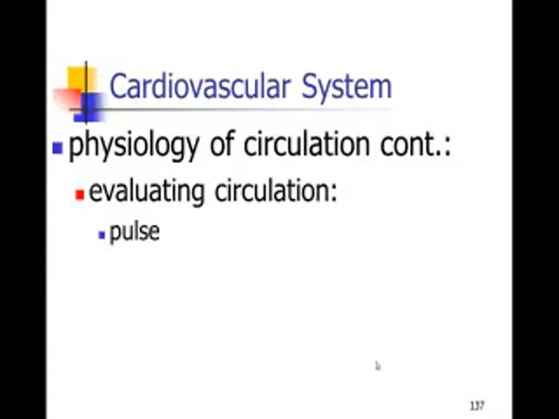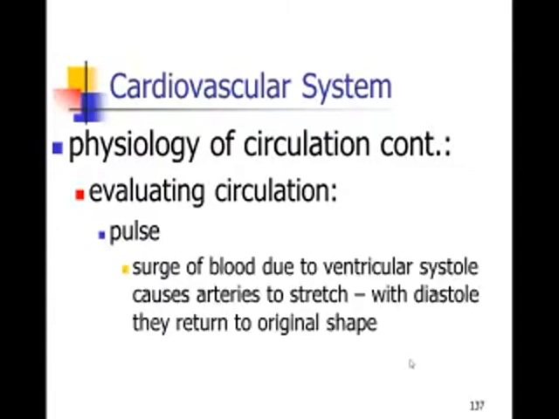How do we evaluate circulation? There are several things that we can do with a patient to look at whether the circulatory system is behaving normally or not. One is the pulse. And the pulse occurs because of the surge of blood that goes into the arteries when the ventricles contract, ventricular systole. And this causes the arteries to stretch. With diastole, the pressure starts to drop and the arteries become smaller diameter, so they return back to their original shape.